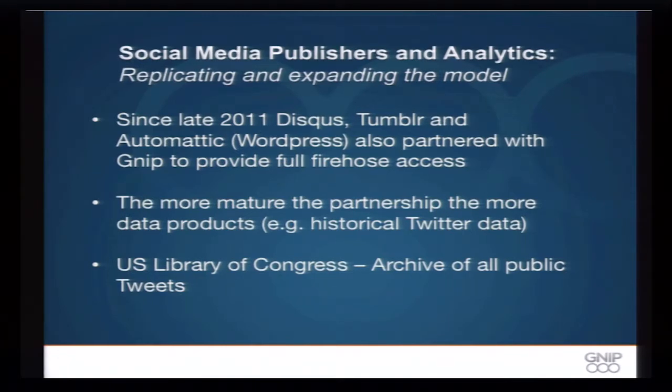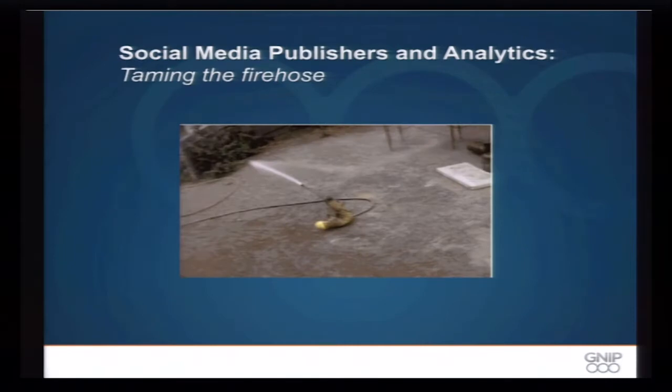So the more mature the data partnerships, Twitter being an example, the more things can be done and the more data products can be built, solving all kinds of different use cases. And it allows for other things to happen. In this case, we partnered with Twitter and the U.S. Library of Congress, and GNIP is facilitating the delivery of all the public tweets into their archive for use in research. Research is the reserved use case there.